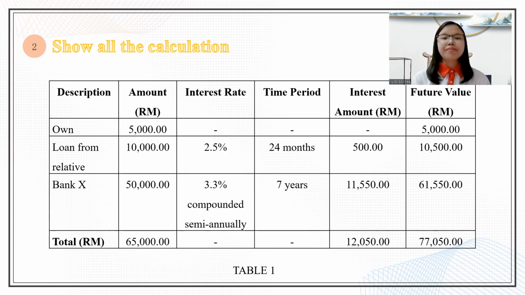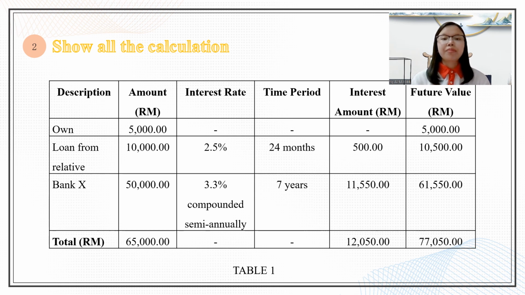Now I present the amount that our company needs to start up the business. Firstly, our owner amount and the future value is 5,000 ringgit. And the amount of loan from a relative is 10,000 ringgit. The interest rate is 2.5% at 24 months.